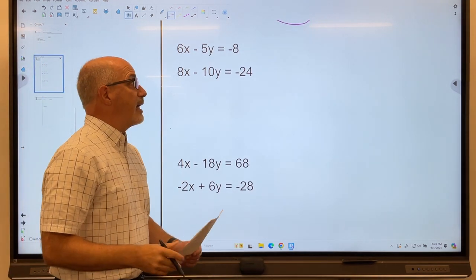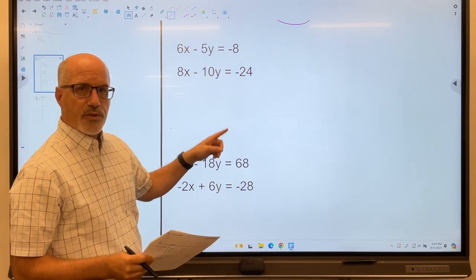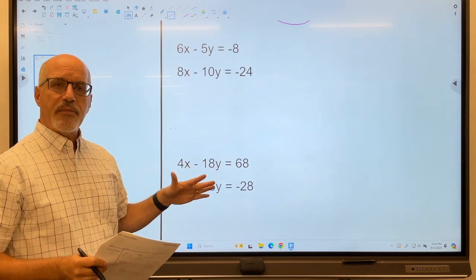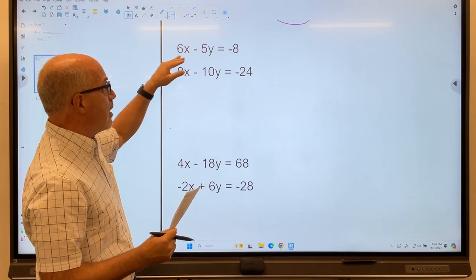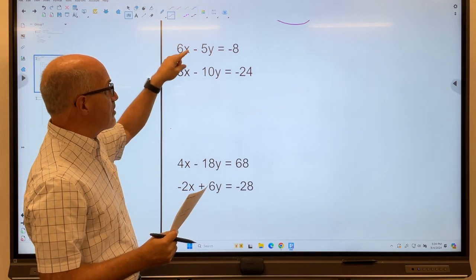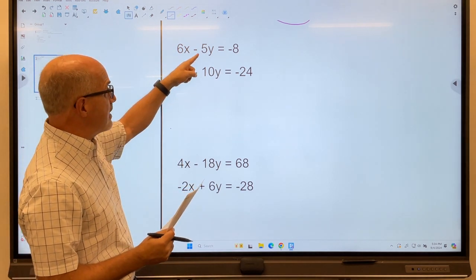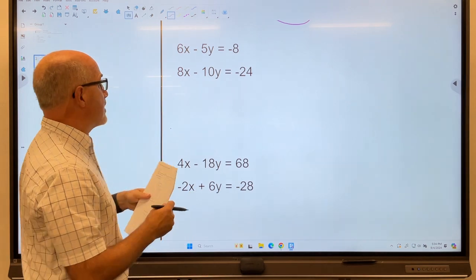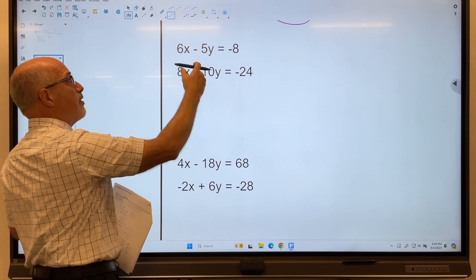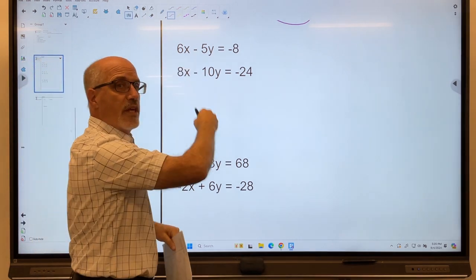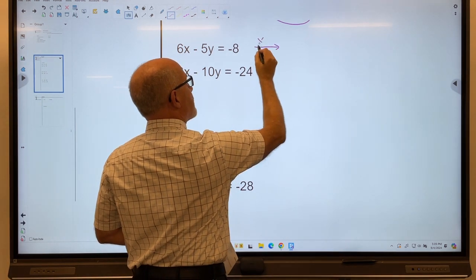For this one, again, we have the x's lined up, the y's lined up, and the numbers lined up with the equal sign. These have already been set up so that they're lined up, but that is the first step that you want to do. Now we want to get one of the two variables, either the x's or the y's, to be opposites. I could get these to be opposites, but this looks like a better candidate. Because if we multiply this one by -2, they will be opposites, so I don't have to multiply both. So I'm going to multiply this by -2.